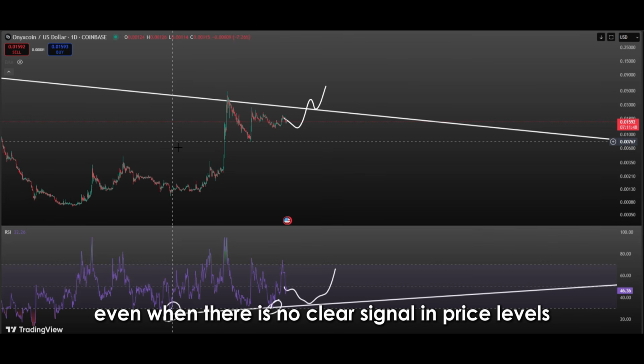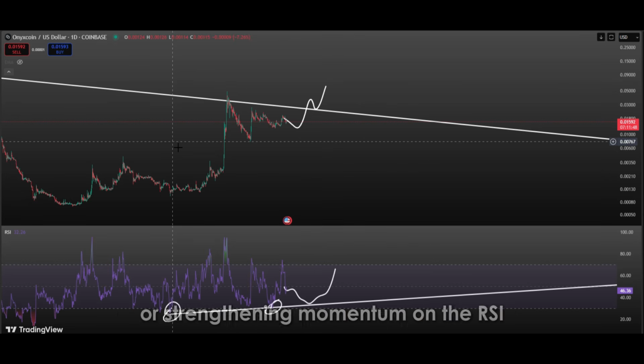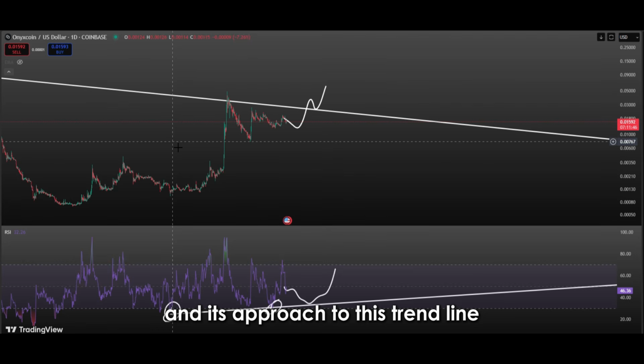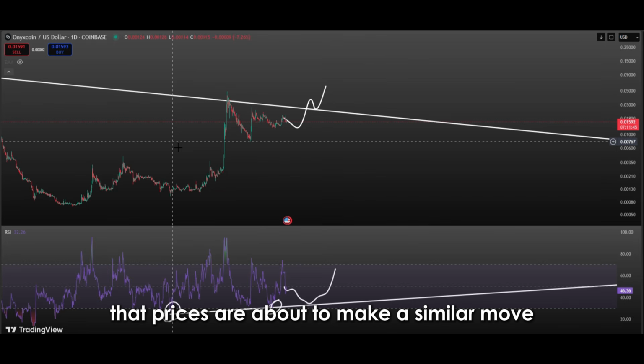Even when there is no clear signal in price levels, structural changes or strengthening momentum on the RSI can provide early signals to investors. Therefore, the rising trend structure currently seen on the RSI and its approach to this trend line is a technical indicator that should be monitored closely. If the RSI touches this trend line and makes an upward break, it may be a sign that prices are about to make a similar move.